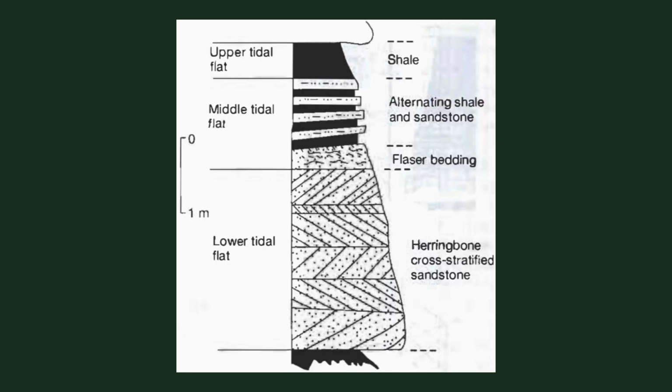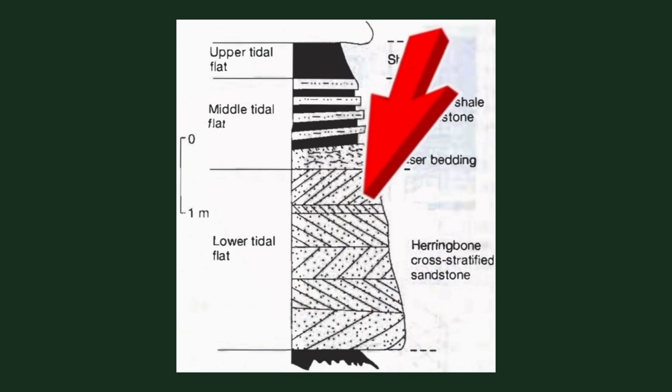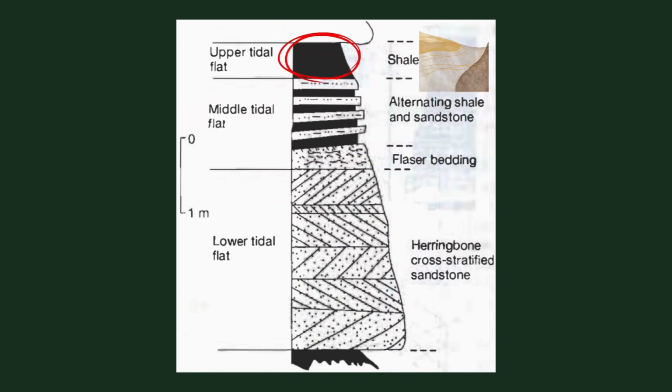This figure shows layers of sediments, soil, sand, and mud that form in different parts of a tidal flat area. Tidal flats are areas near the ocean that are sometimes underwater and sometimes dry when the tide goes in and out. The figure is divided into 3 parts: upper tidal flat, middle tidal flat, and lower tidal flat. In the upper tidal flat, it is mainly made of shale, that is muddy sediment. In the middle tidal flat, it has layers that alternate between shale and sandstone.